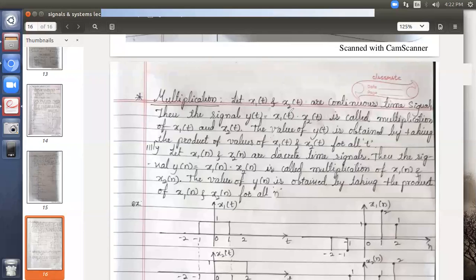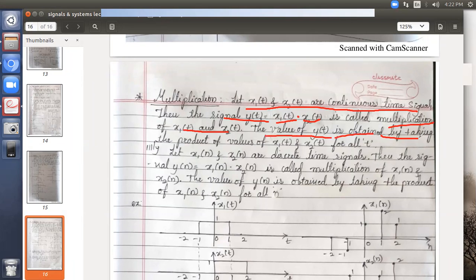That's the difference. Let x1 and x2 be two continuous time signals. Then the signal x1 into x2, see here a dot is there in between, is called the multiplication of these two signals. So how do we get this output product?